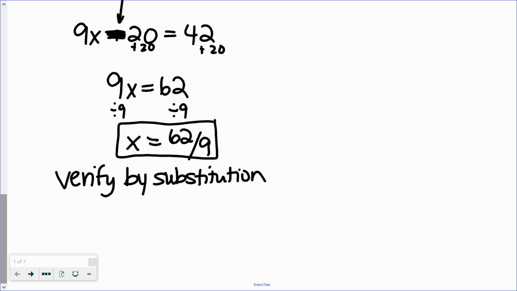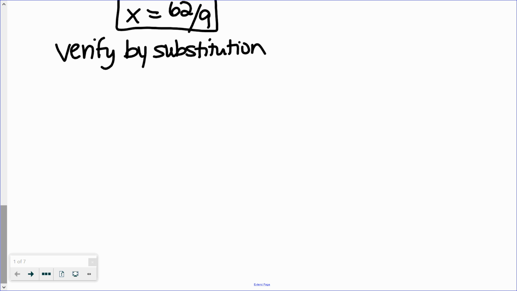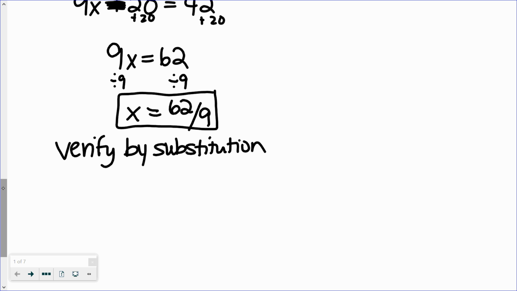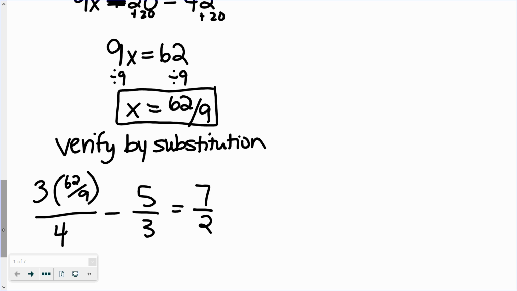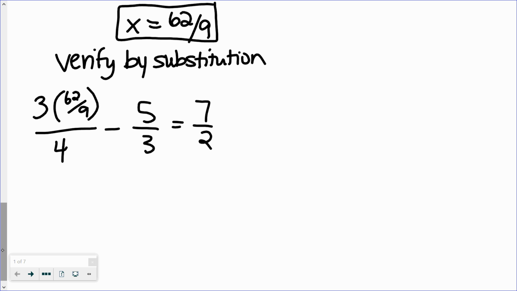Meaning in the original equation, the one that was typed on the page, we need to substitute in x equals 62 over 9. So if I keep extending this page, so x equals 62 over 9. So 3 times 62 over 9 over 4 minus 5 over 3 equals 7 over 2. So this whole thing, you're probably going to want to smush into your calculator because I don't know the value of 62 over 9 to any number of decimal places, but I can punch that in.